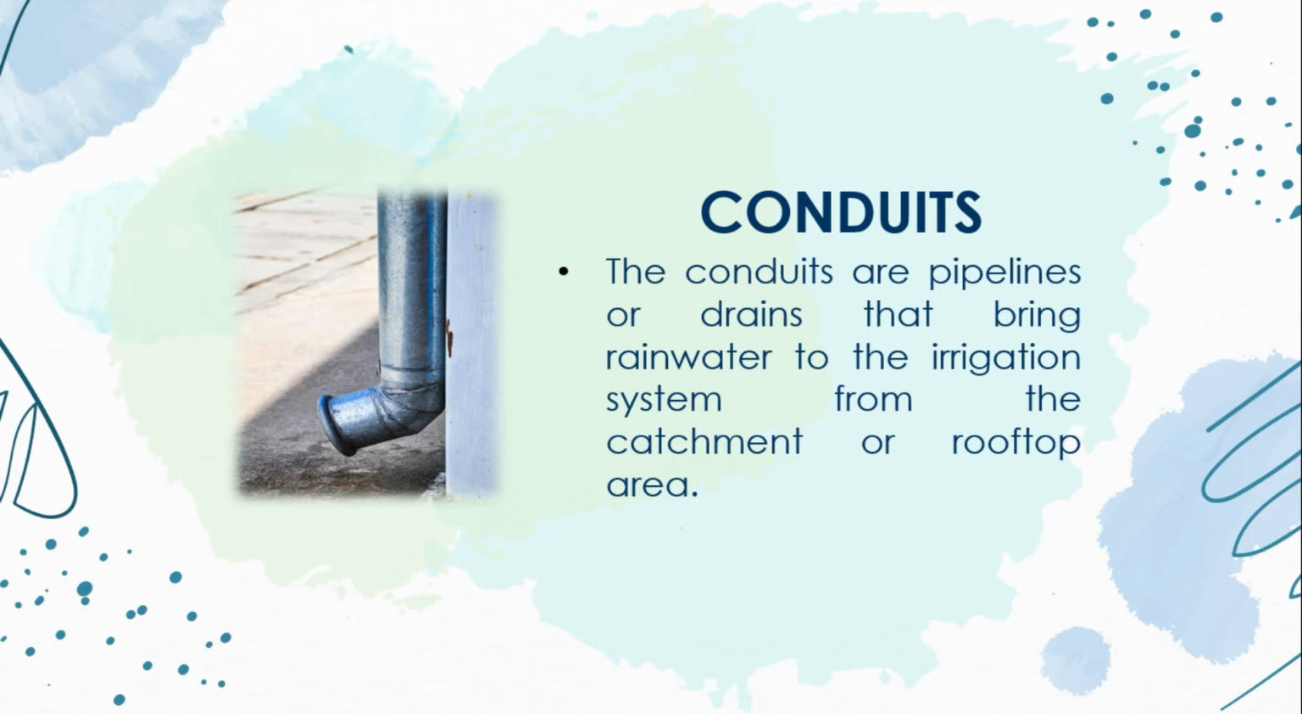Conduits. The conduits are pipelines or drains that bring rainwater to the irrigation system from the catchment or rooftop area. So basically, itong conduits ay yung pipes na sumasalo ng rainwater from the collection area, then dinadala nila ito sa required location. Note that these pipes must have sufficient slope so that the water flows with gravity and walang water na mai-stuck sa pipes after na tumigil ng ulan. Conduits can be made up of polyvinyl chloride or PVC and galvanized iron or GI.